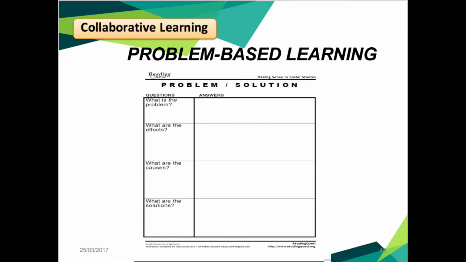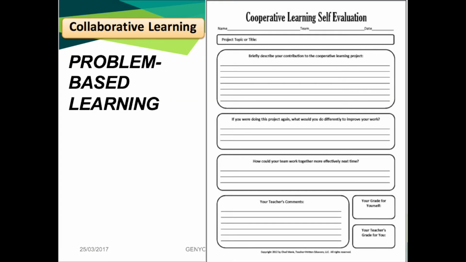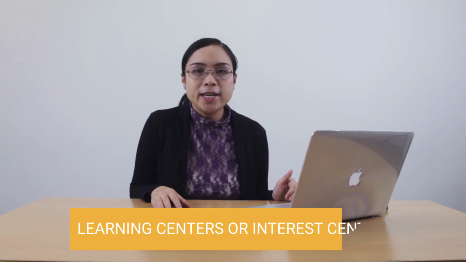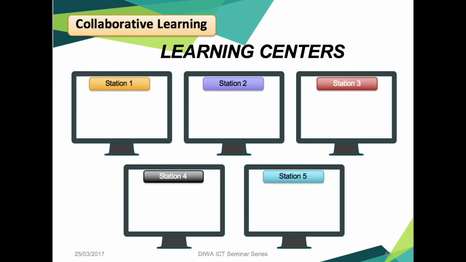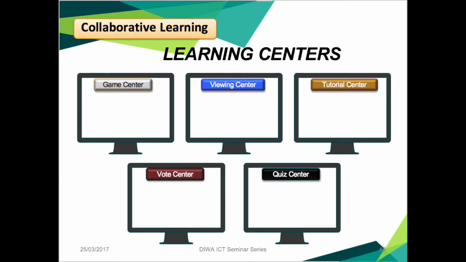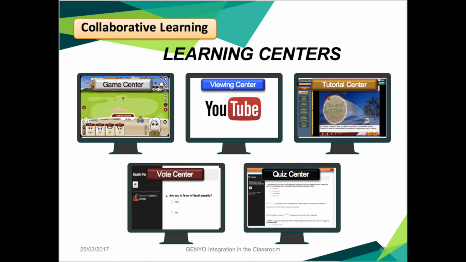There are also some graphic organizers that you can use in problem-based learning. Here is a problem solution chart or this cooperative learning self-evaluation. You may also set up what we call learning centers or interest centers. You can make use of the various computer workstations or laptops in your classroom and designate them as Station 1, Station 2, Station 3, Station 4, and Station 5. And you can assign tasks for those stations. Or you can be more creative and rename the stations into Game Center, Viewing Center, Tutorial Center, Vote Center, and Quiz Center. The possibilities are endless for collaborative learning.